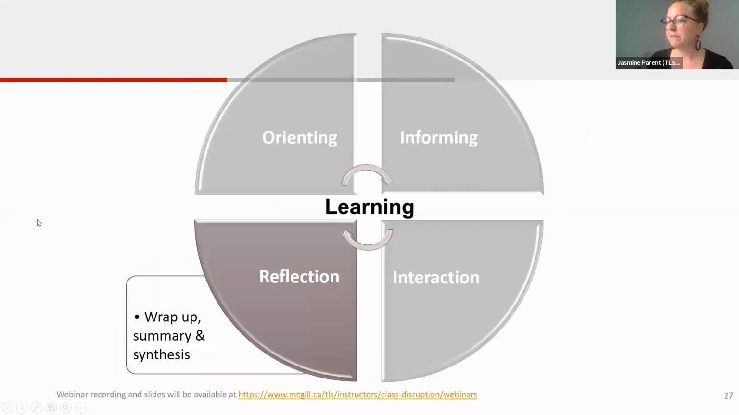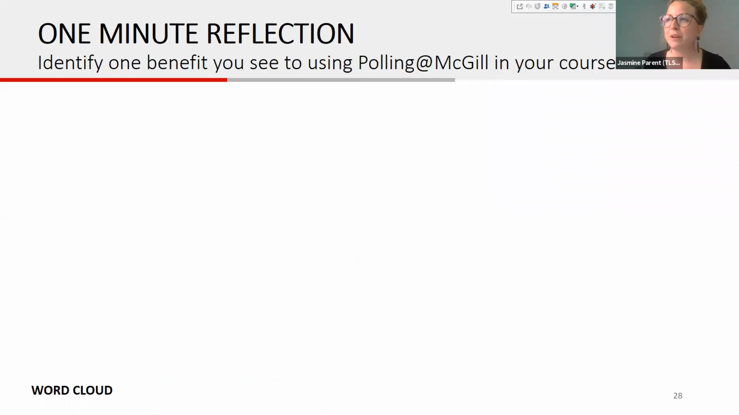So the next and final type of question is one you can ask to get your students to reflect on their learning and provide feedback on your course and teaching. This is a nice way to get your students' perspective on a course, how they might be feeling about their learning, maybe reflect on their understanding of the content. So for example, we're going to do a theoretically 1 minute reflection here. It's going to be about a 15 to 30-second reflection, but I want you to identify one benefit you see with using polling in your course.